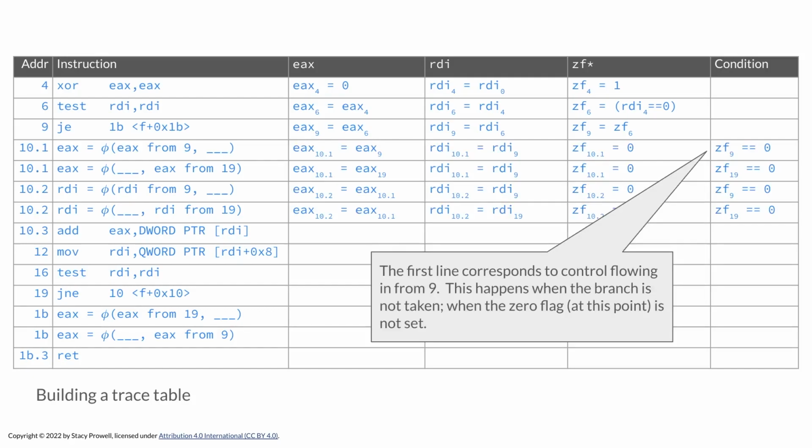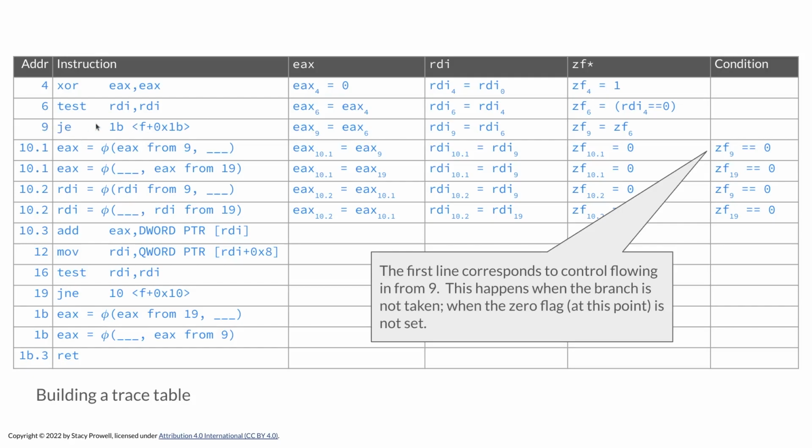So here's what that looks like. Here EAX gets EX from 9, so that's EX10.1 is EX9, because that's the value we're getting. RDI doesn't change, and the zero flag is 0. Why? Because the condition that led us into this had it 0. We're coming in from 9, from right here.